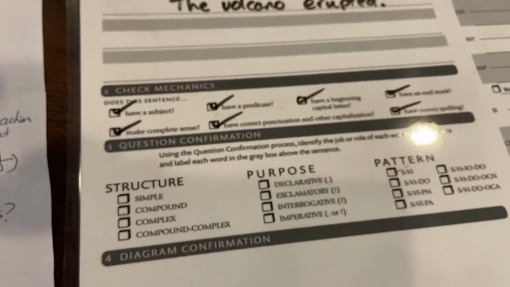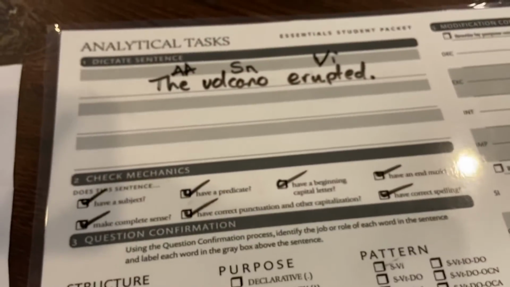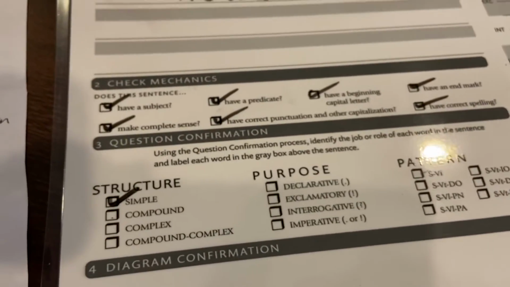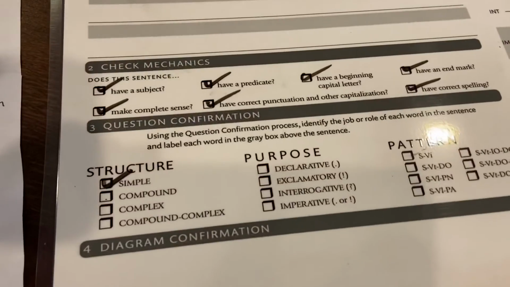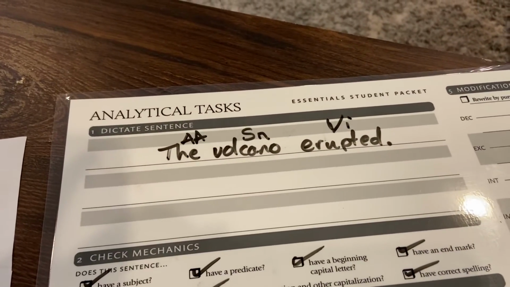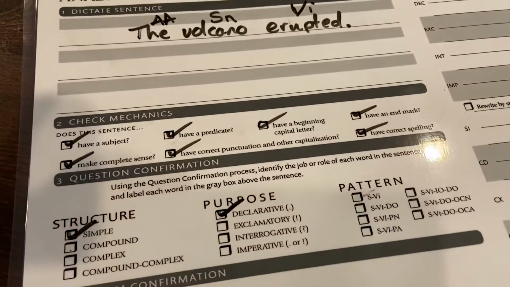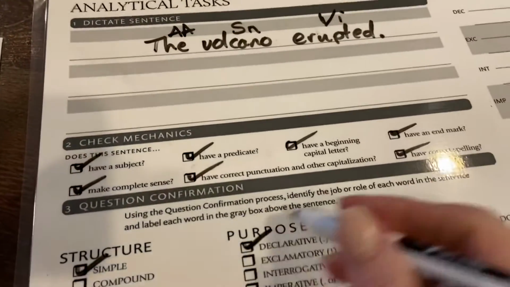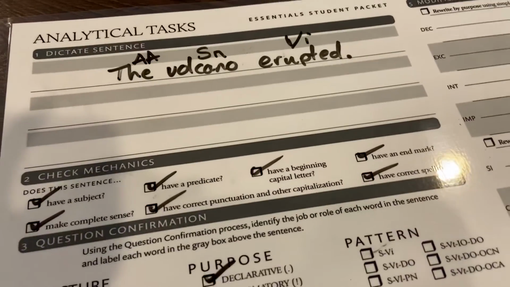So what is next? We need to determine the structure. It is simple structure because it only is an independent clause that expresses a complete thought. What is the purpose of this sentence? It is simply just making a statement. It's declarative, right? Okay, but you would ask your student each thing and let them put the check marks. What is our pattern here? We have an SVI.